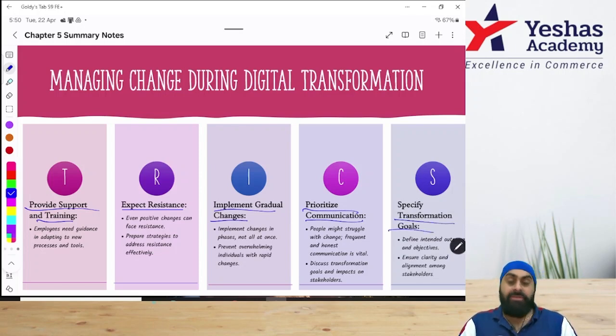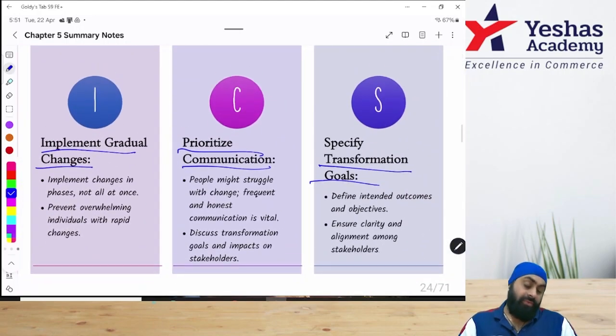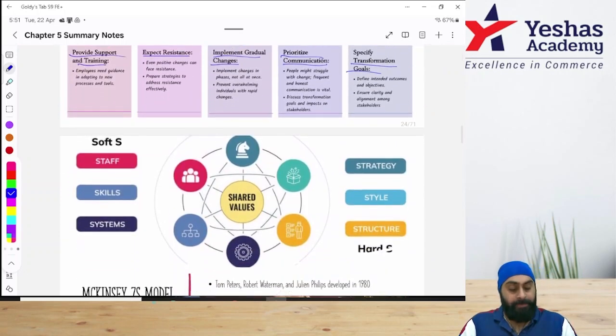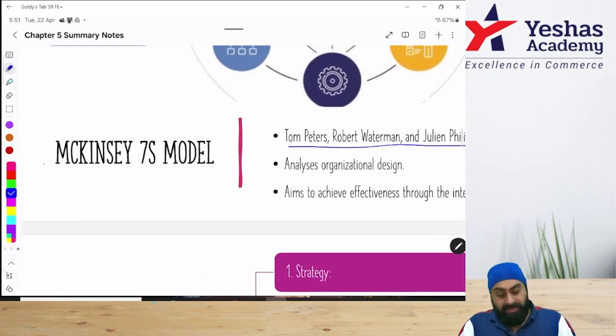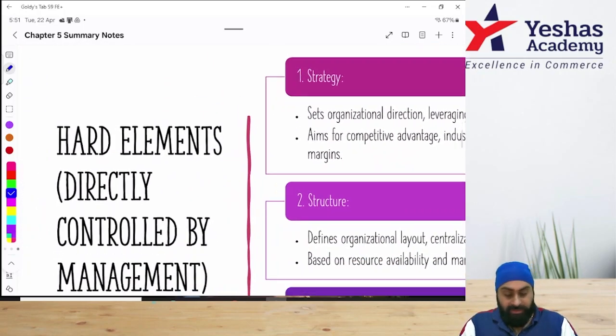Specify transformational goals. What is the necessity of change? Why are we doing so? If you have clarity, your digital transformation will be further easy. Now, the 7S model given by Tom Peters, Waterman, and Julien Phillips is still called the McKinsey model. Why? Because it was made for McKinsey as a company.